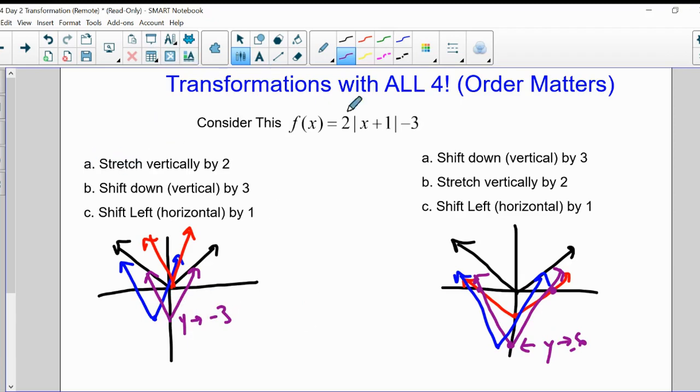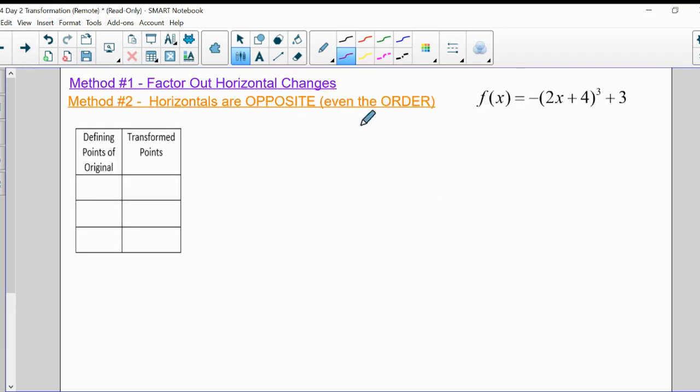The order matters. So when we have y things, we do the stretching first and the shifting second. So this happens first, this happens second. This is how we do it. If it's horizontal, we actually go in the opposite direction. So if we had this, we would do left 4 first, and then multiply by 1/2 second.